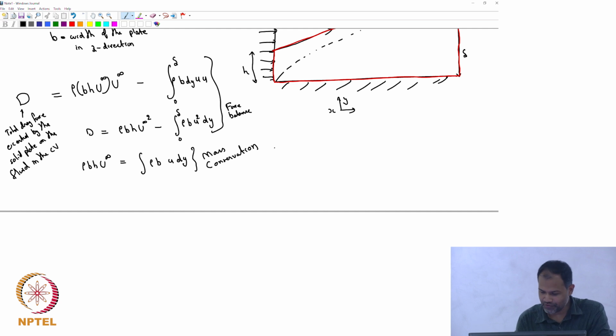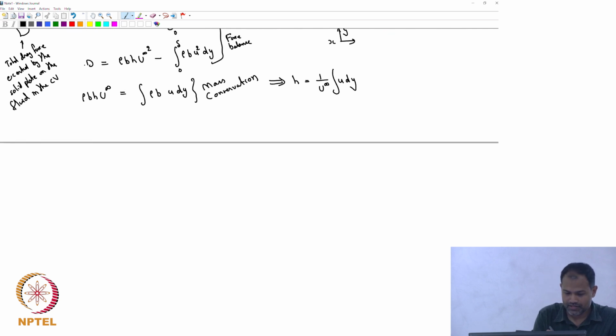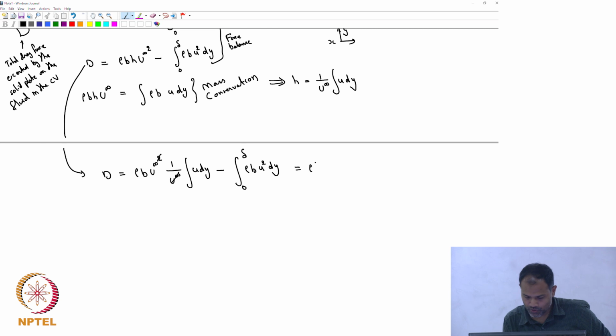Okay, so mass conservation, if you simplify, what do you get? H is equal to 1 by U infinity integral U dy. Take that and substitute into your force balance. D is equal to rho B U infinity square, instead of H I'll write 1 by U infinity integral U dy, minus integral 0 to delta rho B U square dy.